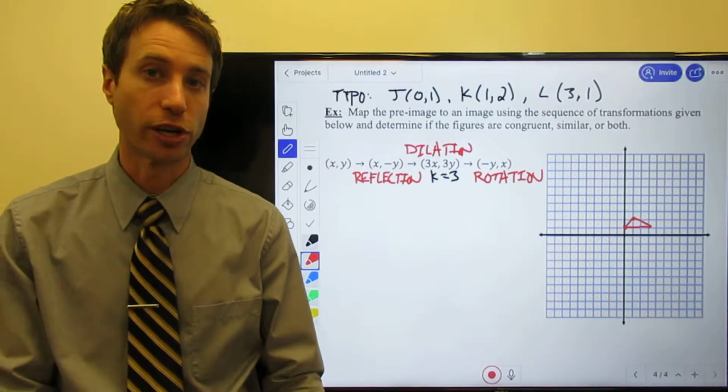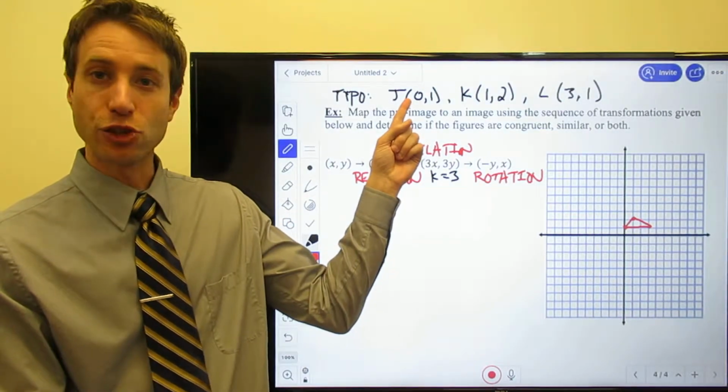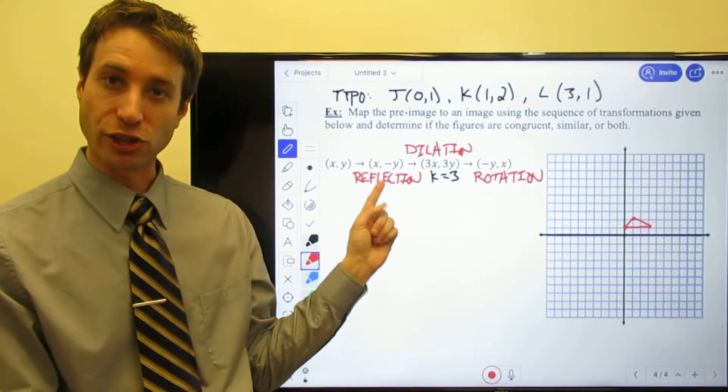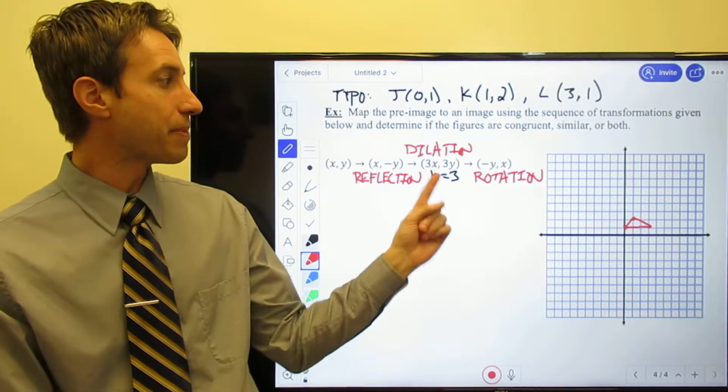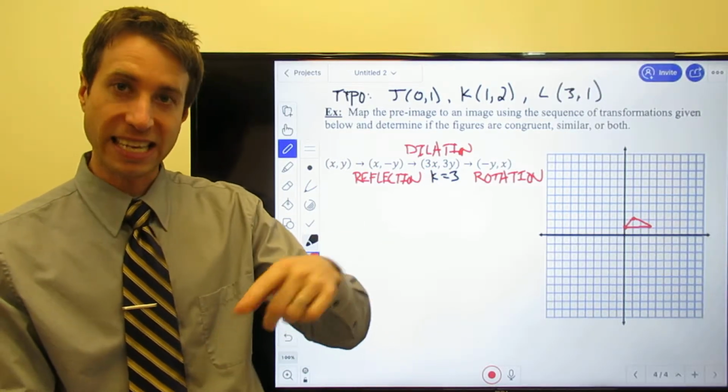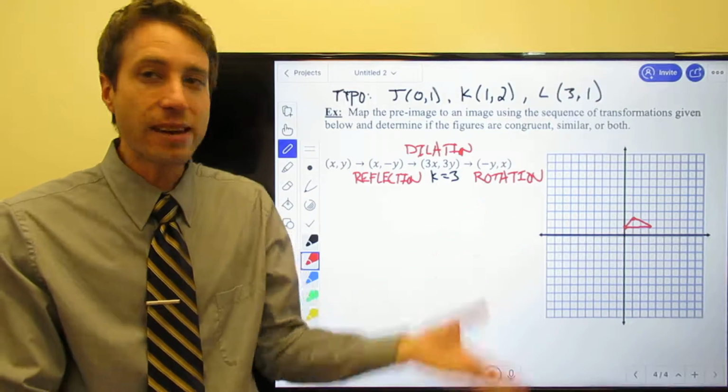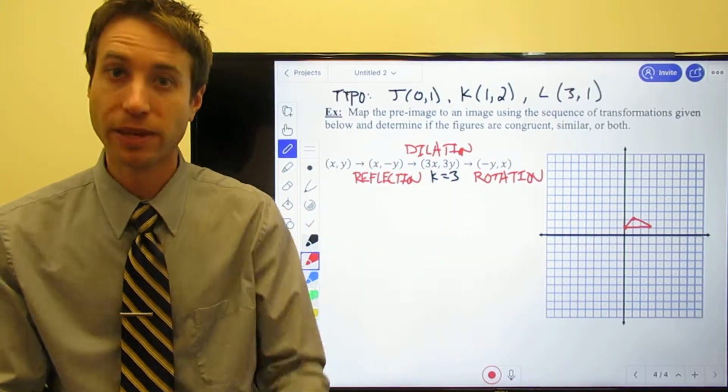So here's what we're going to do. I'm going to take my first point, J. I'm going to do a reflection. I'm going to flip it across the x-axis. I'm then going to do a dilation. I'm going to multiply both the x and the y by 3. And then I'm going to rotate that point. Here we go.